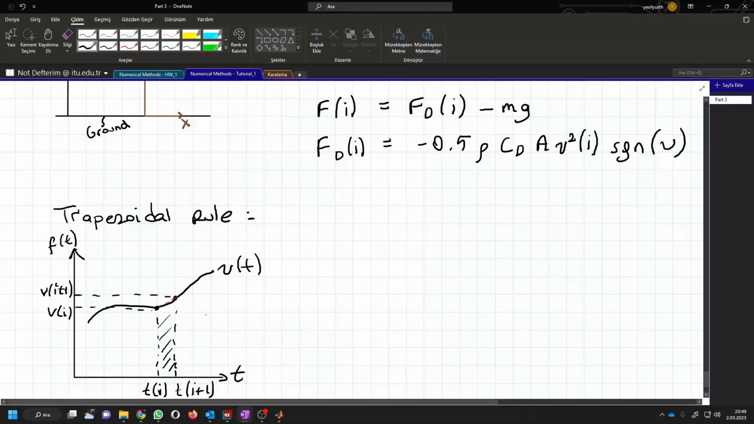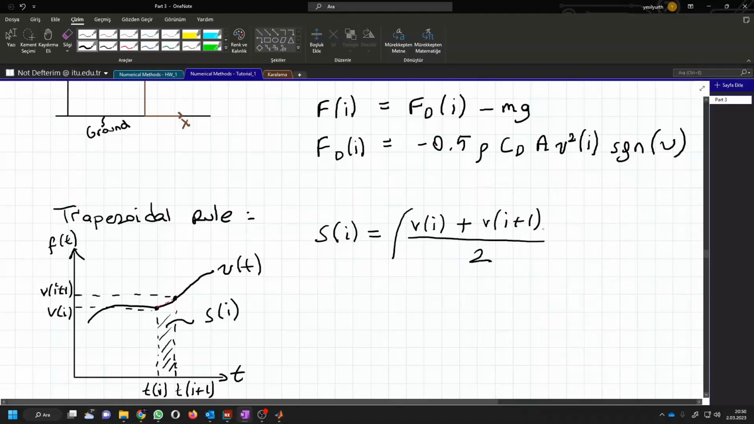Let's say the area of this curve is Si. I can calculate Si with the short edge of my trapezoid, which is Vi, plus the long edge of my trapezoid, which is Vi plus 1, and the average of the two will be the average edge of my trapezoid, times the height of my trapezoid, which is Ti plus 1 minus Ti, nothing more than my time step delta T, will be my Si. Okay.